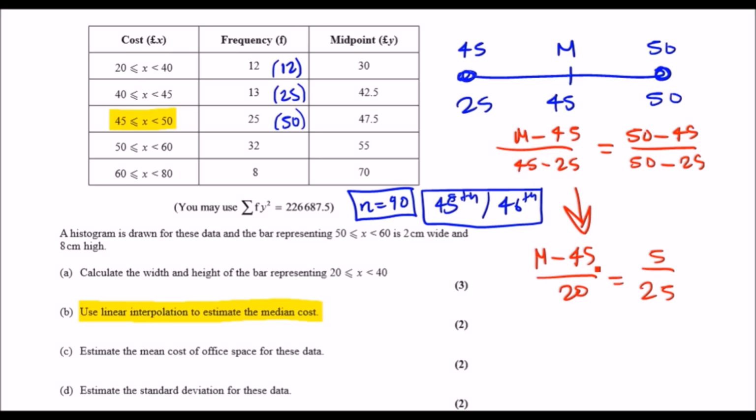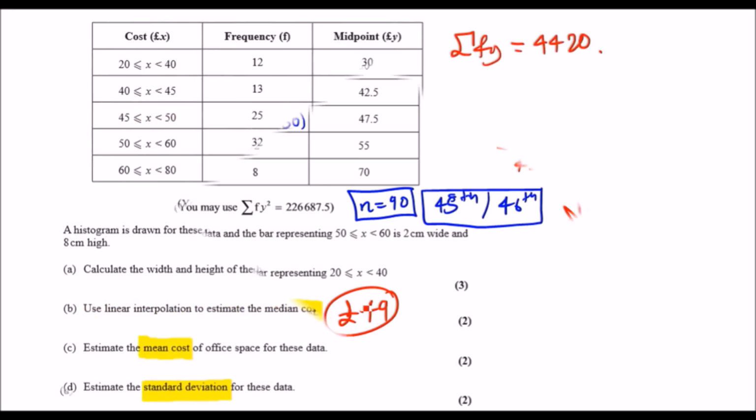So times 20 across and add 45. Let's see what we get, yeah? 5 over 25 times 20, add 45, and I got exactly 49. So m equals 49. So within this group, the median cost was £49. You can probably get other similar answers like £49.10 or £49.11, but all these answers will guarantee you 2 marks.